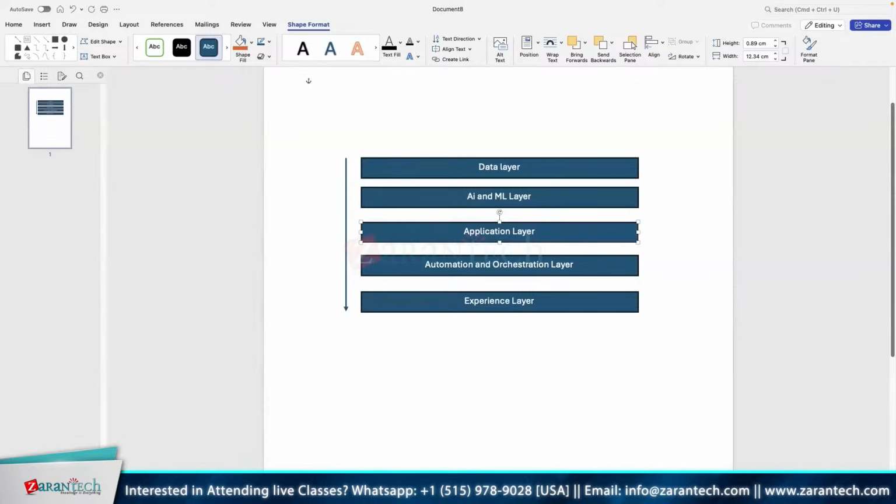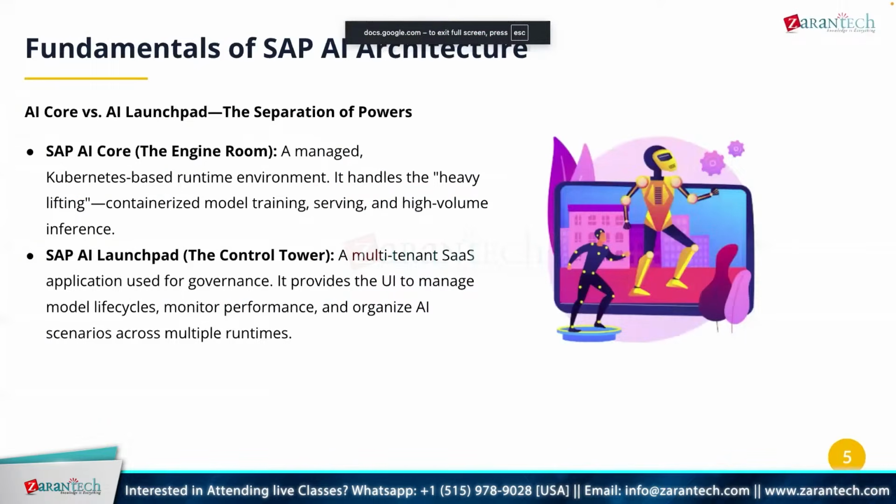A simple thing here is: data to AI, AI to apps, apps to automation, and automation to experience. We call this DAAAE. It's a five-layer structure, simple to remember as well, right? We can elaborate further with more diagrams, but for your understanding I have gone with all these things. Now going back to our PPT here.